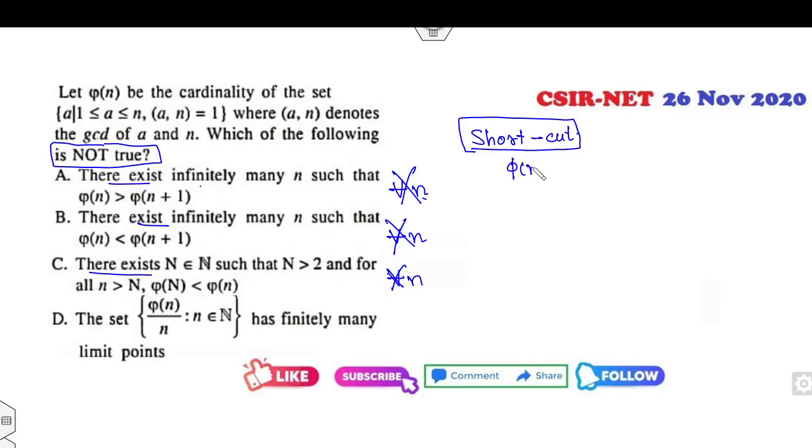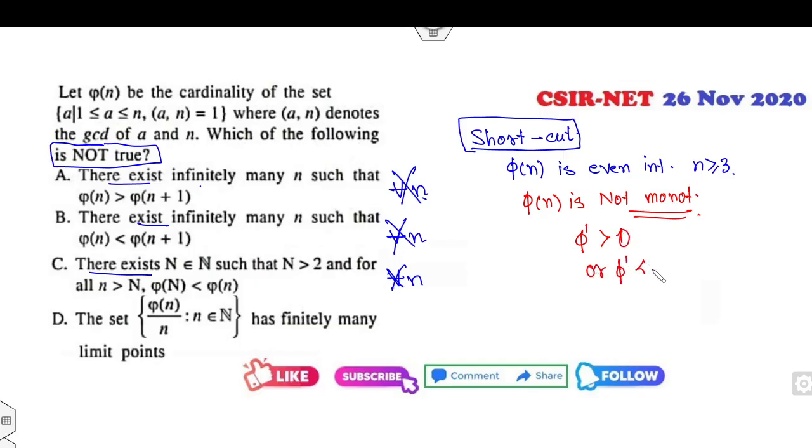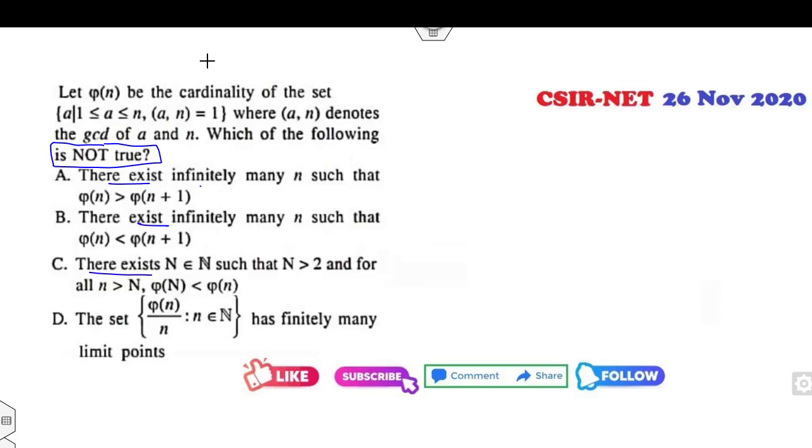First of all, as I told you, phi of n is always an even number, whenever n is greater than or equal to 3. Second, phi of n is not monotonic. Not monotonic means phi dash may be greater than 0 or less than 0 for different values of n. Now another trick: whenever there is a question related to number theory, your first target is always to choose n as prime. Always. And look at the option which is discarded and the option which is not discarded. Fine. So based on these tricks, I can solve this question in a very simple manner.